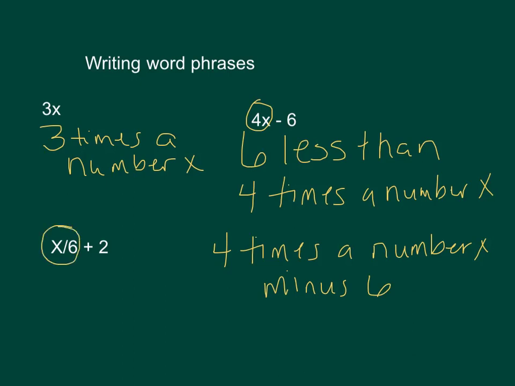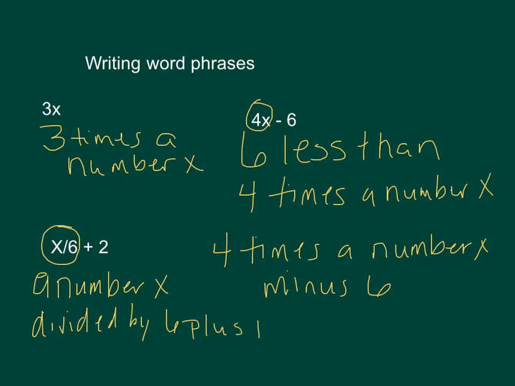All right, the next one, that line's a division, so this is a division problem, and then addition. Many ways to do this. We know that quotient means division, but you can also say a number x divided by 6 plus 2. You could also say the quotient of a number x and 6 plus 2. Many ways to do that.